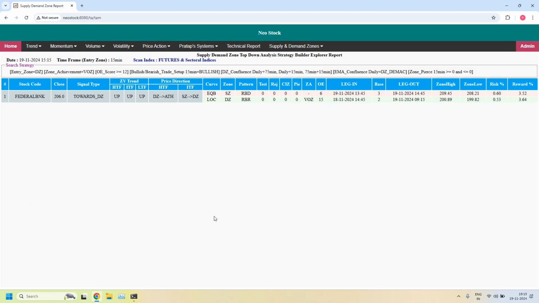Probably one of the zones could be overlapped. Part is outside, part is inside. The outside part might be having EMA confluence. That's why only one is filtered. Anyway, this is even more high probability setup. So this is about the bullish trade setup for daily income trade.